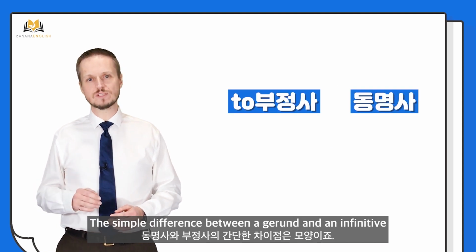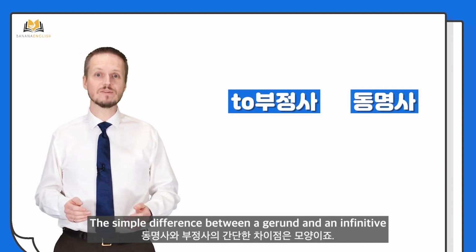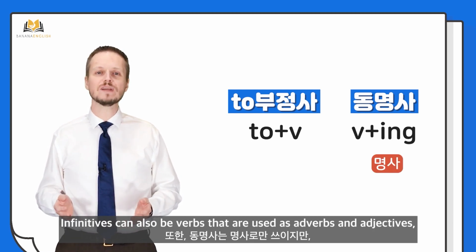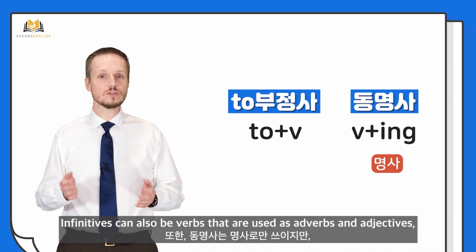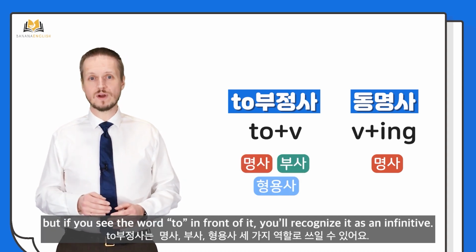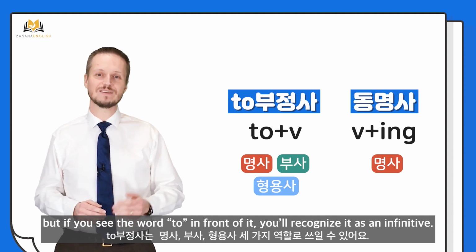The simple difference between a gerund and an infinitive is that infinitives have the word to in front of them. Infinitives can also be verbs that are used as adverbs and adjectives, but if you see the word to in front of it, you'll recognize it as an infinitive.